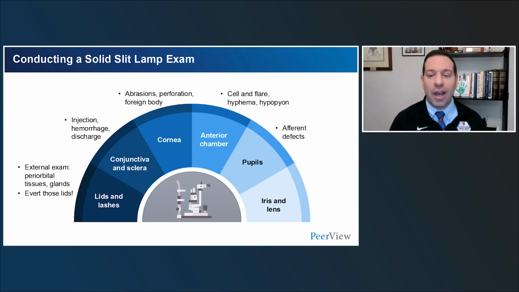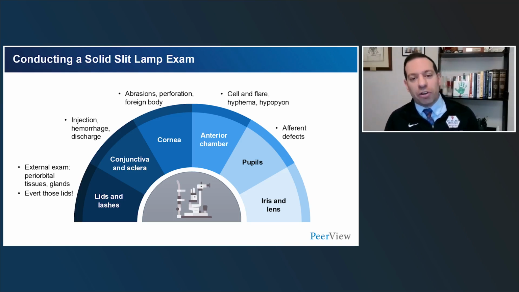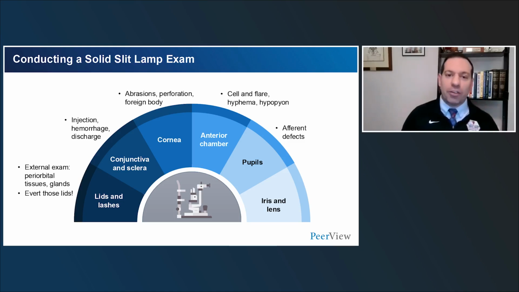You want to start from the outside and move to the inside. So you see this sort of spectra here on the screen of starting with the lids and the lashes on the external aspect, looking at the conjunctiva and the sclera, the cornea. But much like we all have a routine when we read a chest x-ray or when we read an EKG, try to prepare yourself to have a similar approach to the slit lamp.